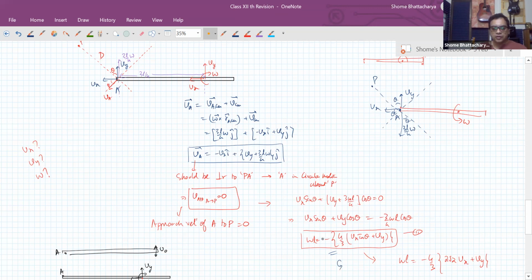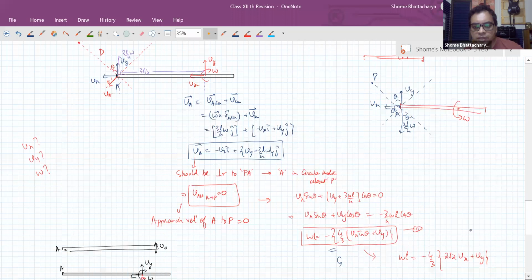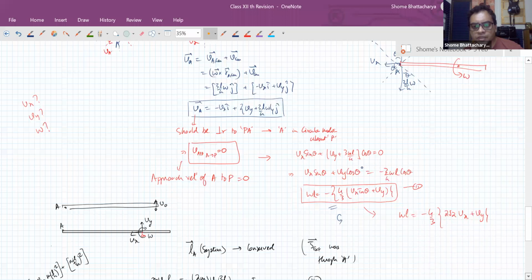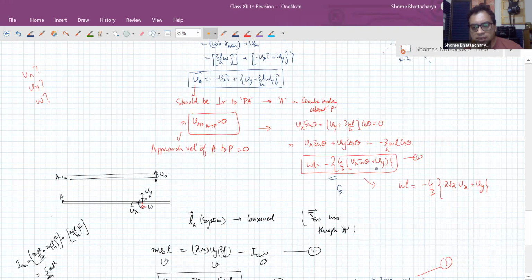Okay. So I hope this equation is okay now. Vx sin theta plus Vy cos theta should be the opposite sense of omega into 3 by 4 L into cos theta. Okay, this seems okay. So let's substitute the values here. So 4 by 3 Vx tan theta plus Vy. Tan theta was 2 root 2, so this is okay.